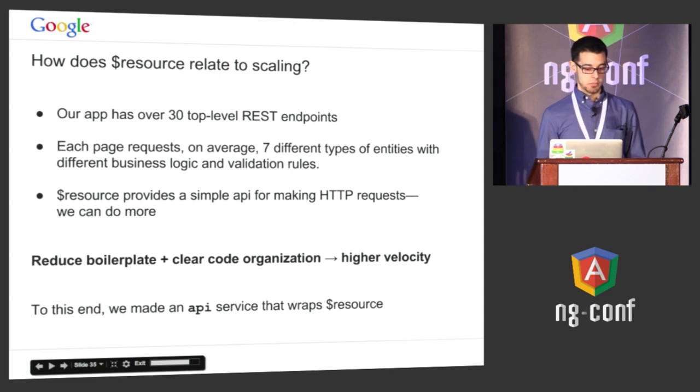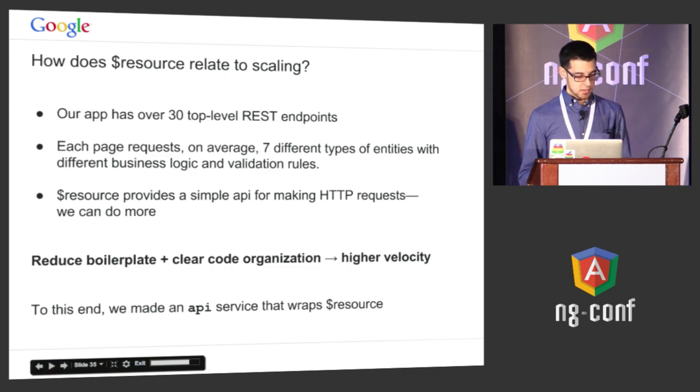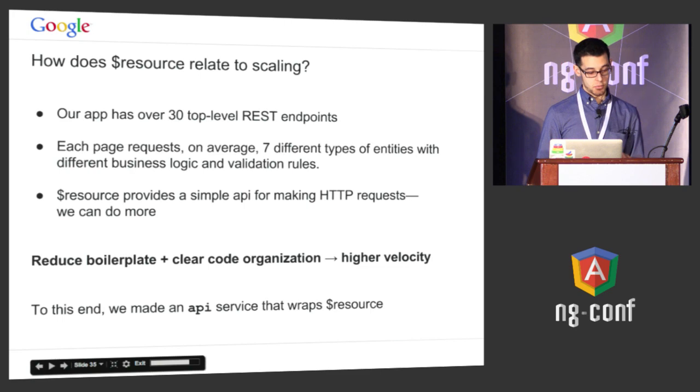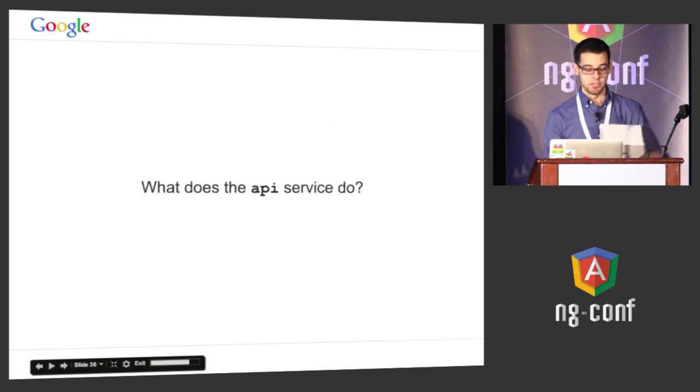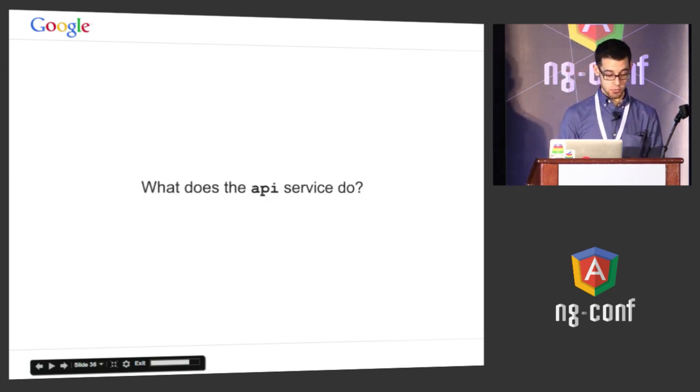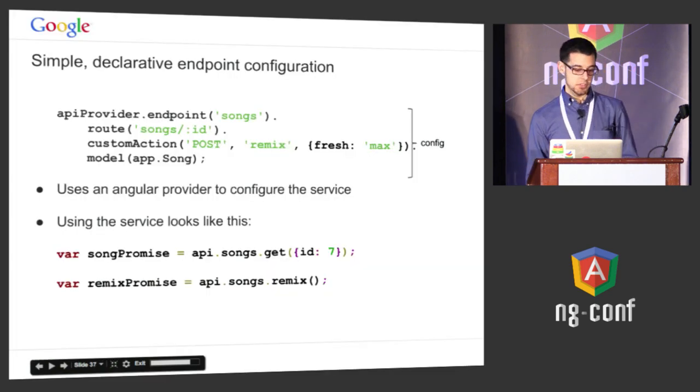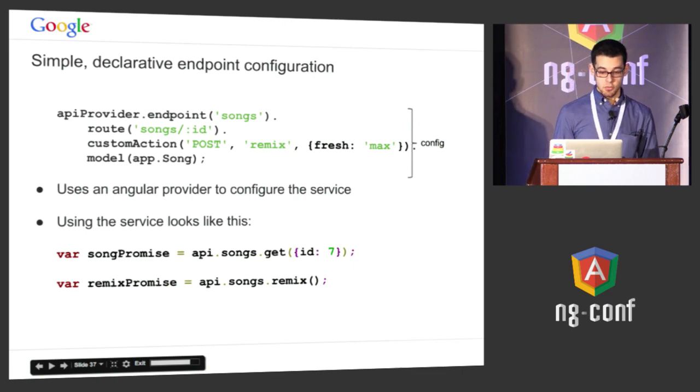And while $resource provides a really great API for reading and writing this data, we can do more. So we tried looking at this to think, how can we reduce the amount of boilerplate we're writing to make our code better organized and improve our velocity because of that? And to this end, we created an API service that wraps $resource. So what does our API service actually do? First, it gives us a simple, declarative, and fluent API for configuring and defining our endpoints.